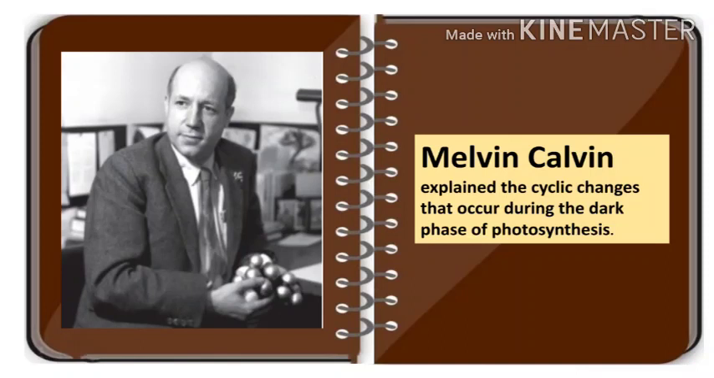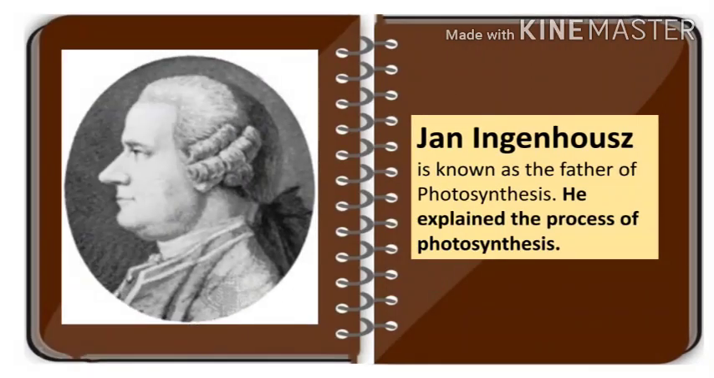Melvin Calvin explained the cyclic changes that occur during the dark phase of photosynthesis. Jan Ingenhousz is known as the father of photosynthesis. He explained the process of photosynthesis in detail. He was the first scientist to do the Hydrilla experiment.